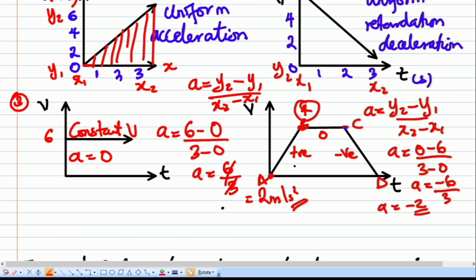In the second part, the distance covered will also be the area under this graph. And for this third part, the distance covered will be the area under this graph. So remember that the slope gives us the acceleration, while the area under the slope in a velocity-time graph gives us the total distance covered during the journey.